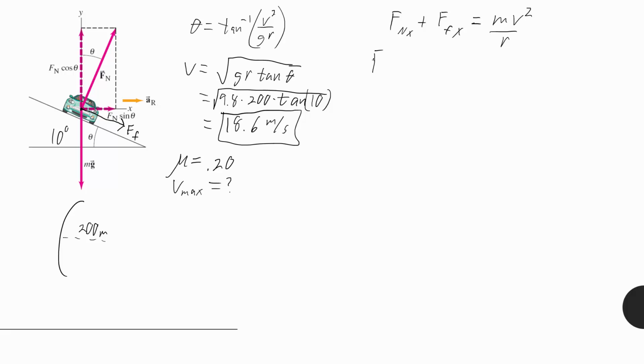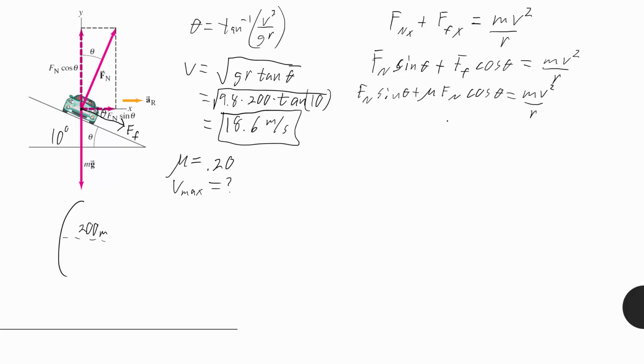So the x component of the normal force is the normal force times, now we're used to using the cosine, but now we're dealing with that part there, so times sine of theta. X component of friction, in that case, here's theta, so I want the cosine for friction. So friction times cosine theta equals mv squared over r. And friction is mu times the normal force. So normal force sine theta plus mu times normal force cosine theta equals mv squared over r.